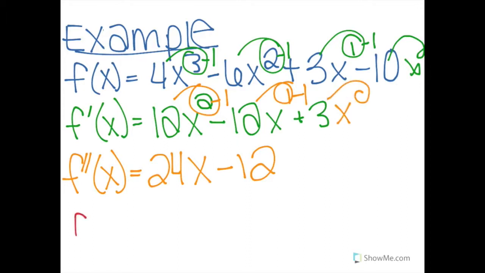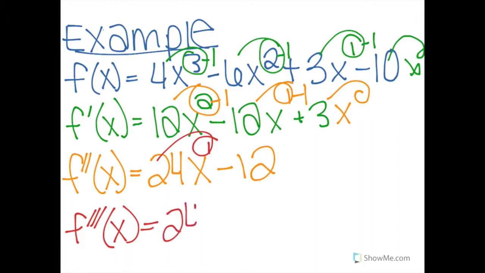And lastly, you can do this one more time and take the third derivative. 1 times 24 is just 24. 1 minus 1 is 0. And then 0 times 12 is 0.